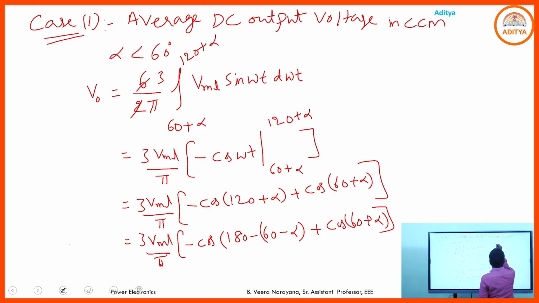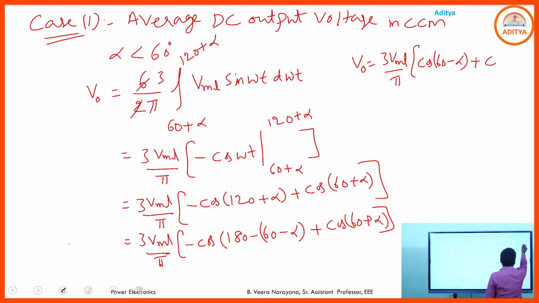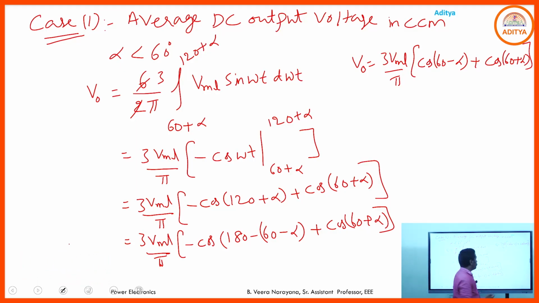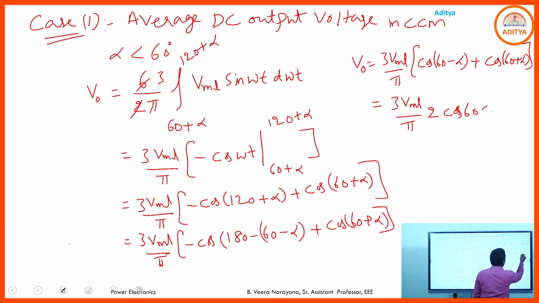What are you getting here? V0 is equal to 3 VML by pi times cos 60 minus alpha plus cos 60 plus alpha. So what are you getting here? Cos of A minus B plus cos of A plus B. What is the formula? 2 cos A cos B. So that is 3 VML by pi times 2 cos 60 cos alpha. So what is cos 60? 1 by 2. So V0 is equal to 3 VML by pi cos alpha.